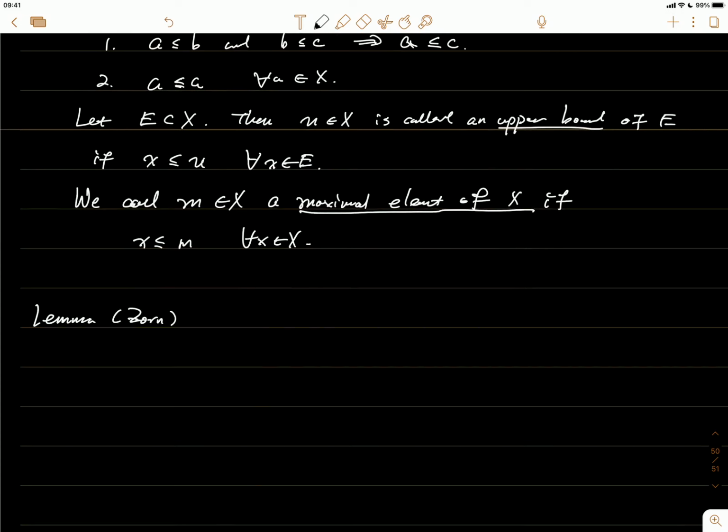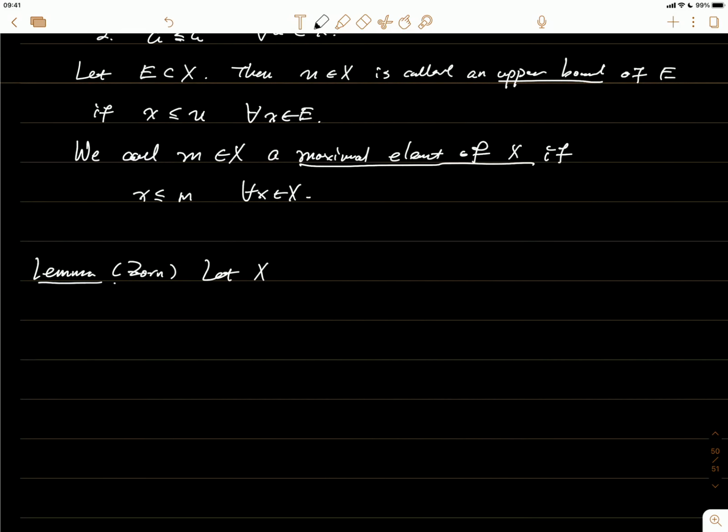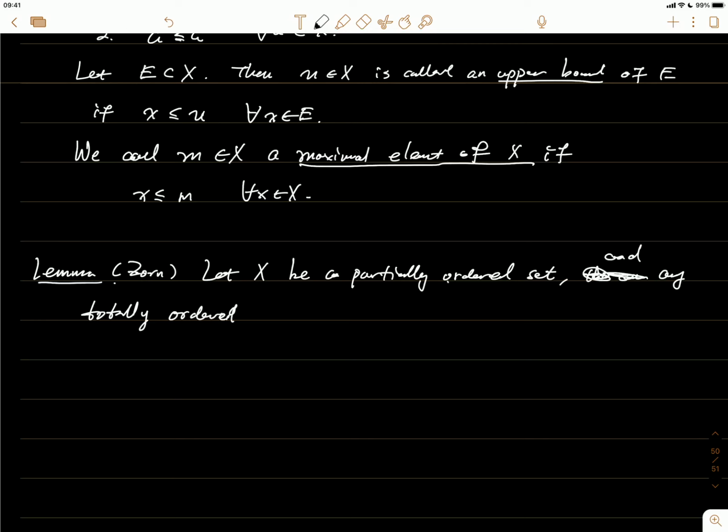So the lemma by Zorn says that if we have a partially ordered set, and any totally ordered subset, let me explain what this is later, has an upper bound, then X has a maximal element. Okay, so the only thing that we didn't specify is what a totally ordered set is.